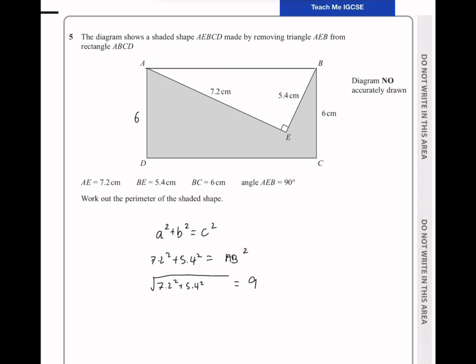So we add them all up together to find the perimeter. So it'll be 6 plus 7.2 plus 5.4 plus 6 plus 9, and that gives us 33.6 centimeters.